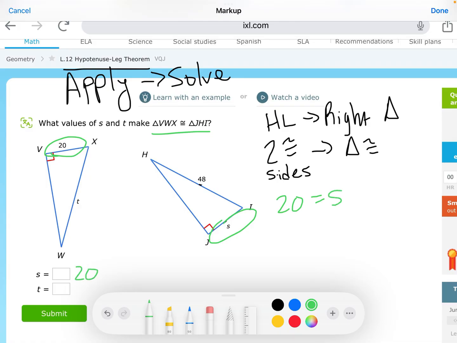S equals 20. Similarly, the longest side on this triangle is T, and that's going to correlate to the longest side on the other triangle, which is 48. So since I know that these triangles are congruent by hypotenuse leg, I know that these sides must be congruent. So I have 48 as the T value. And that's really it, right? We know that we're trying to make them congruent using this theorem, so we know that those sides have to be congruent. All right, cool.